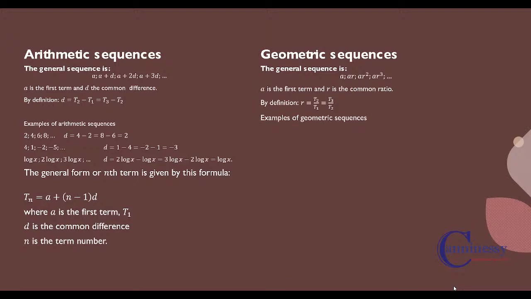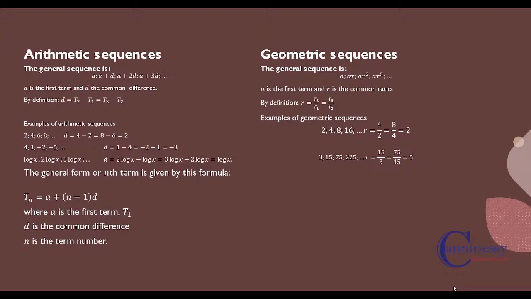Examples of the geometric sequence. Here we have 2, 4, 8, 16. So what is the common ratio? It's equal to T2 divided by T1. In this case, it is equal to 4 divided by 2, which is equal to T3 divided by T2, in this case 8 divided by 4, which is equal to 2. And also we have another example. We have this sequence 3, 15, 75, 225.